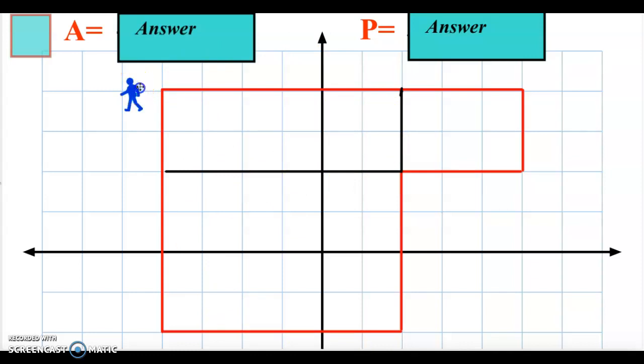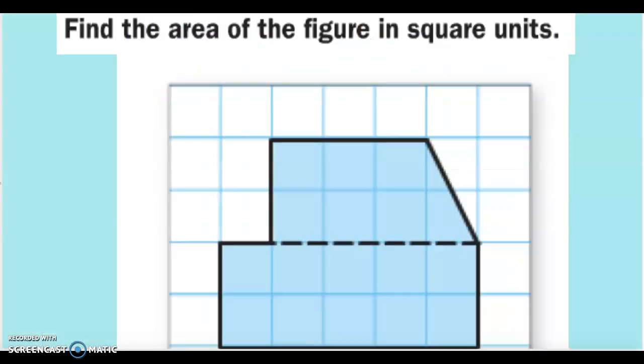Also, to find the perimeter, what I would do is find the distance all around it. So I would add up the units all around it as if I'm walking all around this block, and find the answer. So we'll explore that as the week progresses.